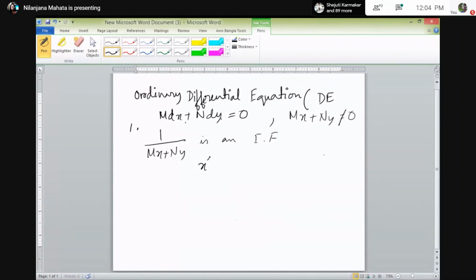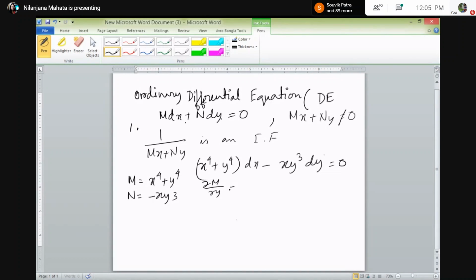So I am giving an example. Suppose (x⁴ plus y⁴) dx minus xy³ dy is equal to 0. So here M is x⁴ plus y⁴ and N is minus xy³. So your del M by del y is 4y³ and del N by del x is equal to minus y³. So these two are not the same, so this equation is not exact, right? And you can see this is 4, this is 4, this is 1 plus 3, 4. So this is homogeneous in x and y.